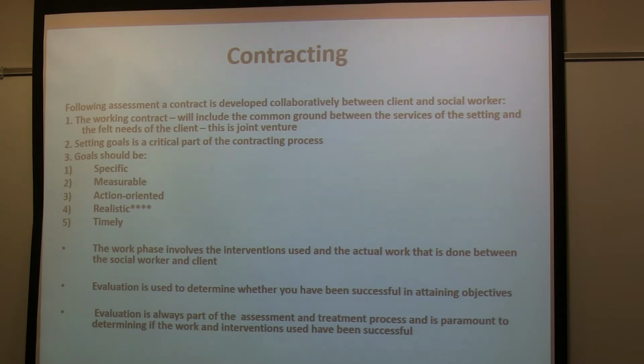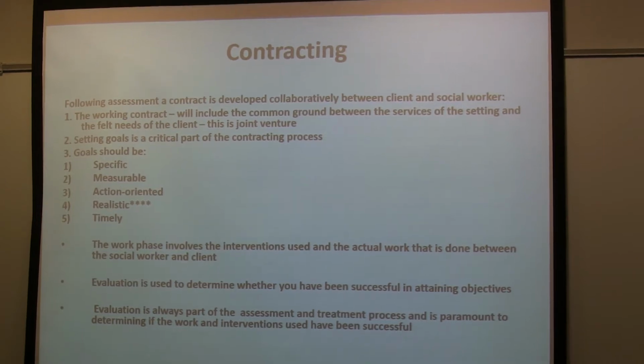When we think about goals, they should be specific, measurable, action-oriented, realistic, and timely. And setting goals is a very important part of the contracting process. The work phase is very often referred to as the middle phase of treatment. This is when interventions that have been developed in collaboration with the client are used and the actual work is done. Some clinicians call it the meat and potatoes part of treatment.